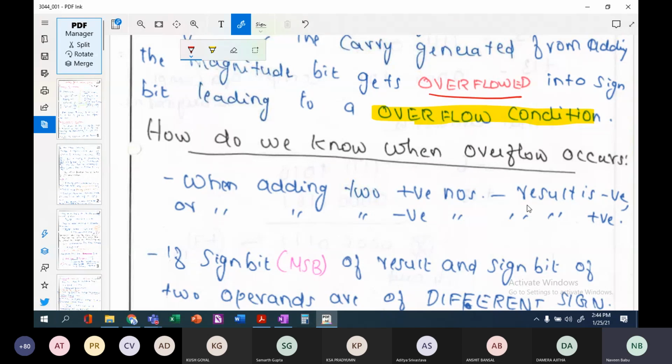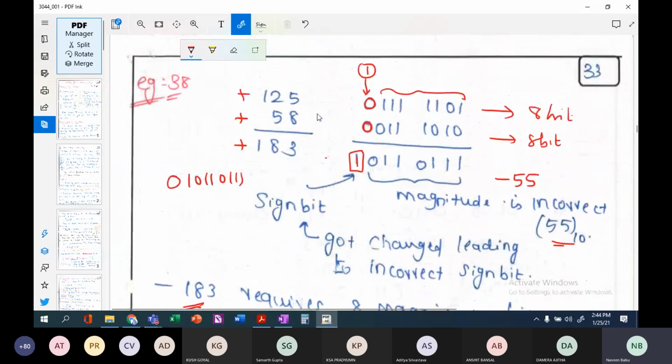Okay, now let us look at how to avoid this overflow condition. If you want to avoid this overflow condition, first we must know when this overflow condition will occur. The overflow condition will occur if you are adding two positive numbers, right? There will be a carry that will change the result into a negative, as in this particular case. We are adding two positive numbers, and the carry is changing the sign bit to a negative number.